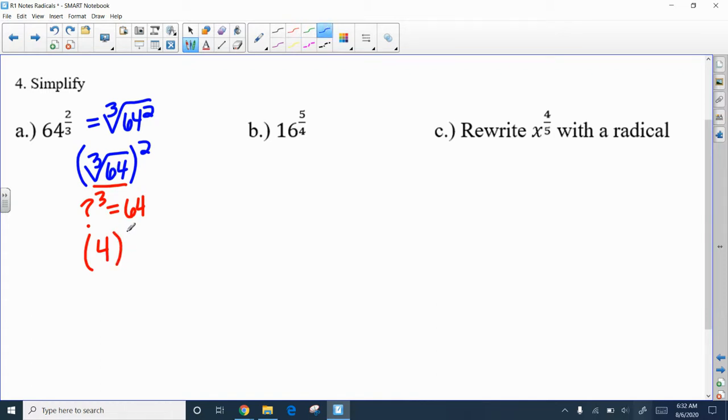So that means the cube root of 64 is 4. But don't forget, we still have the squared. So then I'd have 4 squared, which is 16. So after I do the root and the power, my final answer is 16. So 64 to the 2/3 power equals 16. All right, let's do B.